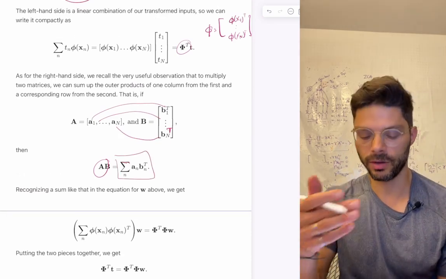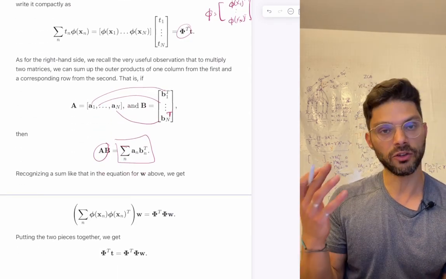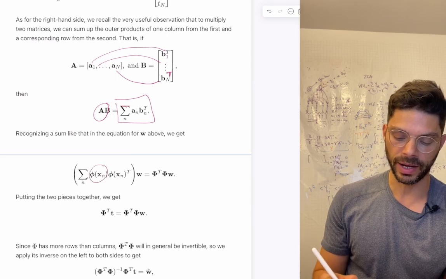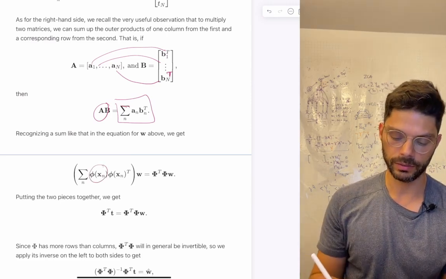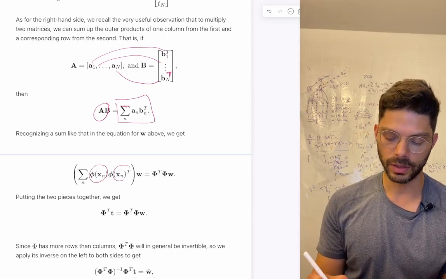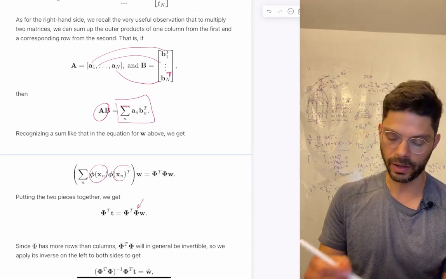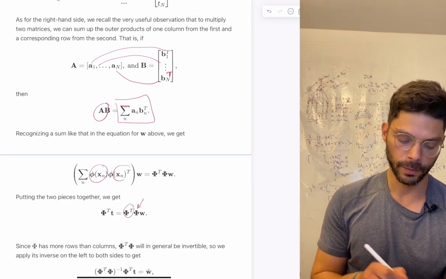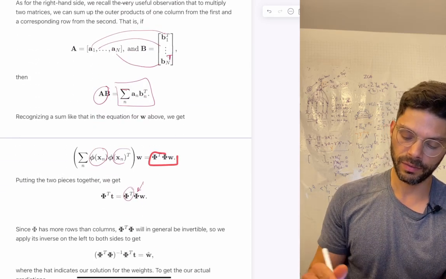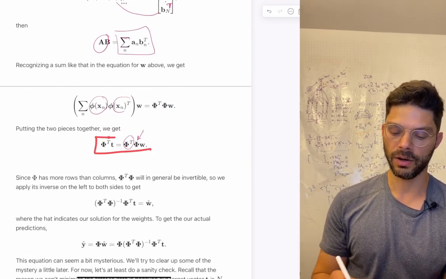So here we turn that around and say, what we have is a sum of those outer products. So the matrix that we have must be one where the columns are phi times one where the rows are phi transpose. Well, the one where the rows are phi transpose is just phi, this capital phi, and the one where the columns are the phi's, that's just phi transpose. So what we get is that this right-hand side is just phi transpose phi times w. So we put the pieces together, and here is the equation that we get.